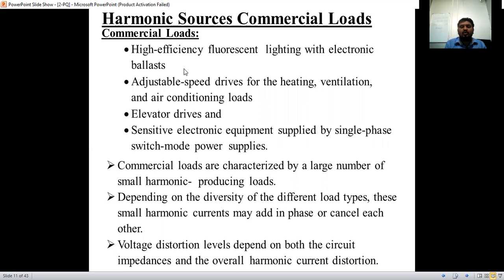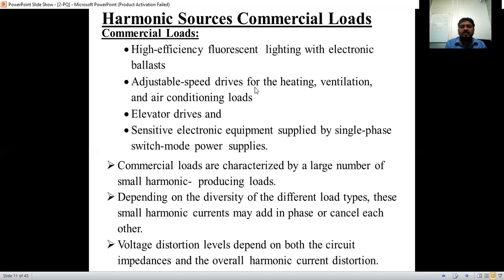Next, we use motors to shift equipment from one place to another. Commercial buildings also have lifts and elevators. In malls and markets we can store vegetables and other things, so they use different speed drives. You have to maintain a particular heat, so the heater speed should be maintained, and ventilation or air conditioning is used. All these are commercial loads: adjustable speed drives for the heating, ventilation and air conditioning loads.